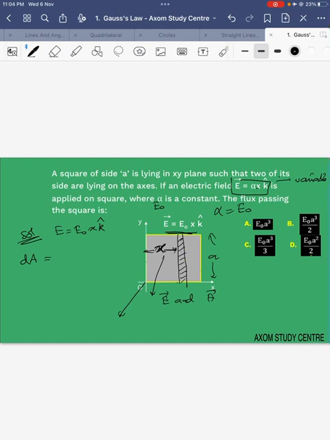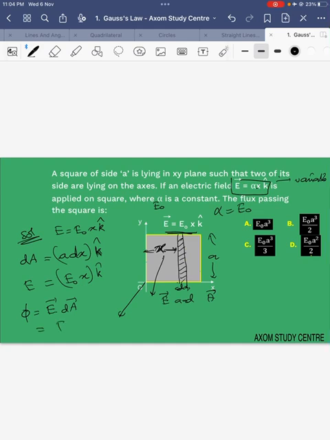Okay, so a into dx, this dx. This is dx area, a into dx area along k cap. The area vector is along k, the z direction, so k cap, and E is E naught x k cap. So the angle is 0, so phi is equal to E dot dA.